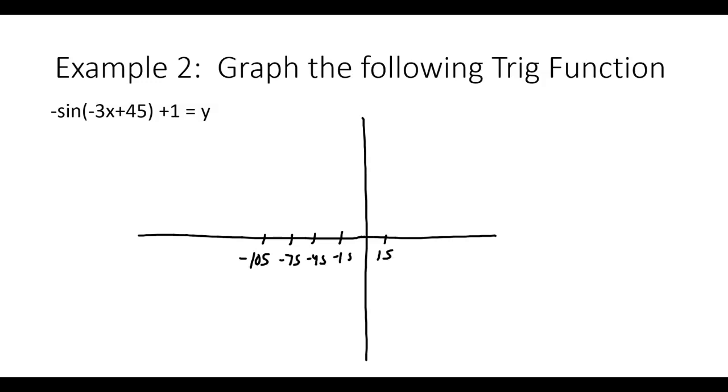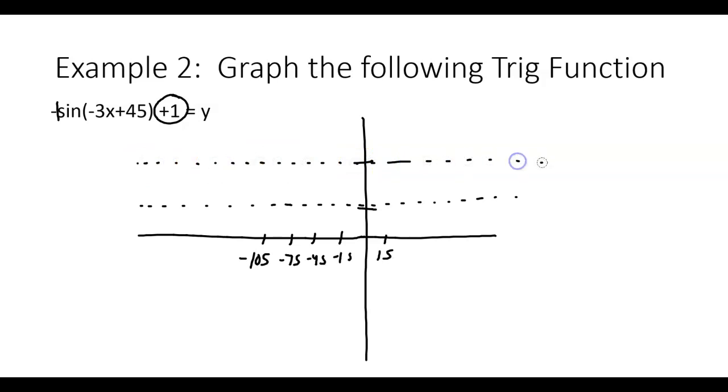Step two is to graph your midline, which is 1. Then we're going to graph our maximum and our minimum using our amplitude. The amplitude is 1, so I'm going to go up 1, and then down 1, which is right on top of the x-axis there.